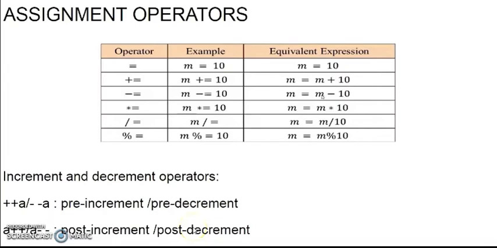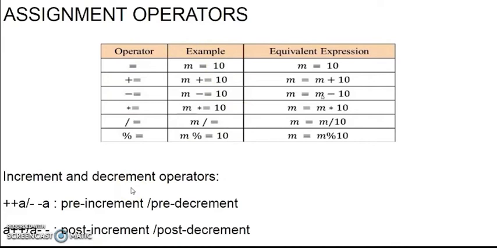The next is assignment operators. Assignment operators are used to assign values, like in this example, m is assigned the value 10. It is also used to minimize steps. Like instead of writing m is equal to m plus 1, we can write m plus equal to 1. This can be carried out by other arithmetic operators too.